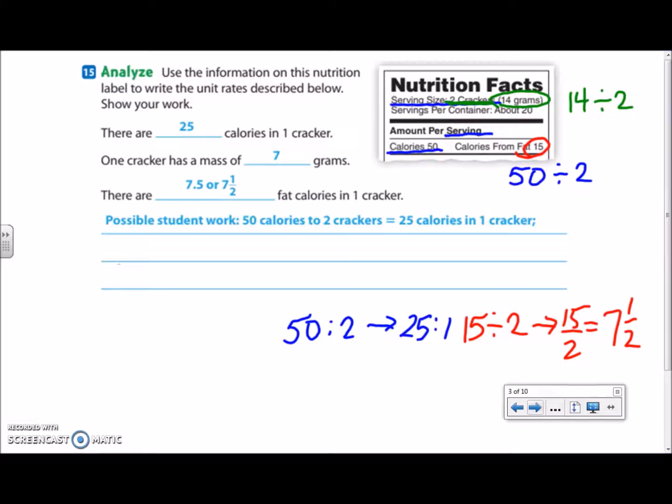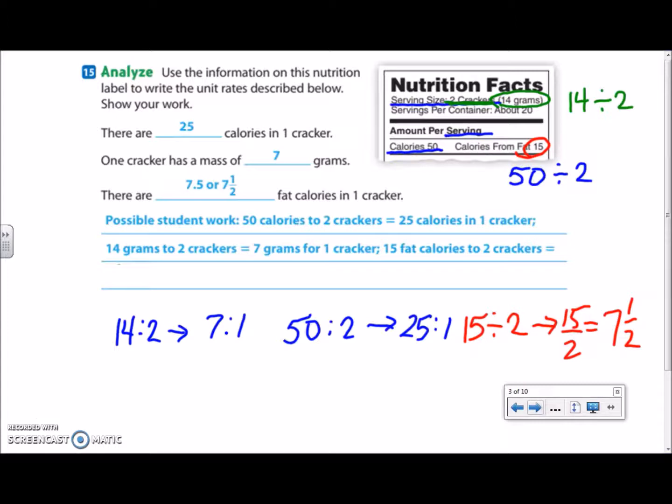And I'm guessing they probably did the same thing with these other 2. Yep, 14 to 2 would be the same as 7 to 1. And they use the unit rate for this one as well, it looks like. So this last part here would be 15 to 2 would be the same as 7.5 to 1 if I divided it both by 2.